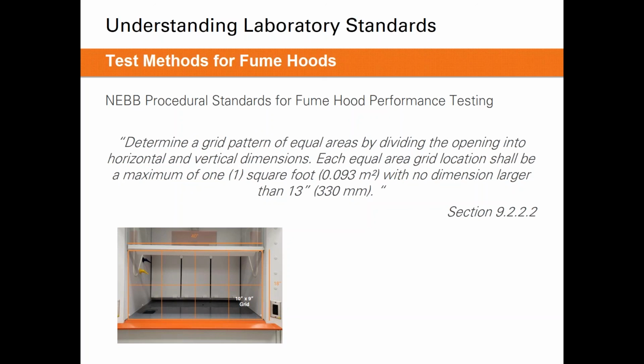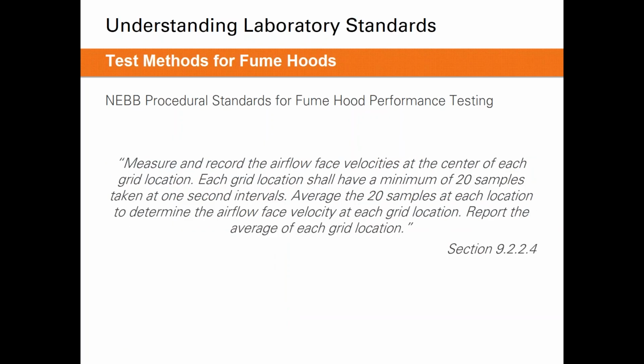And essentially, again, the layout for the grid or dividing up the sash is very similar to ASHRAE 110. We'll be using a square foot or no greater than 1 square foot with no dimension larger than 13 inches. And when we measure that face velocity, we'll be measuring at the center of each grid. We'll be measuring 20 samples at a rate of 1 per second, and we'll report the average of each grid location.